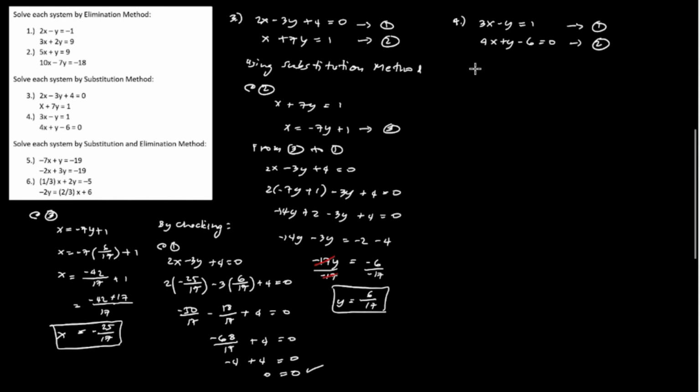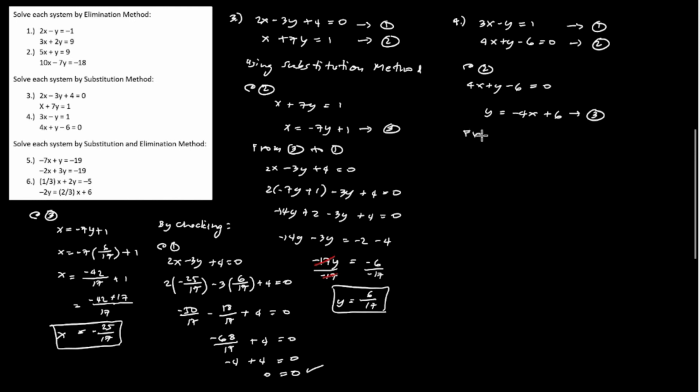Let's try equation 2. At 2, 4x plus y minus 6 is equal to 0. Y, and transpose 4x minus 6 to the right side and change the sign. So 4x is negative 4x, minus 6 to positive 6. And this is equation 3.